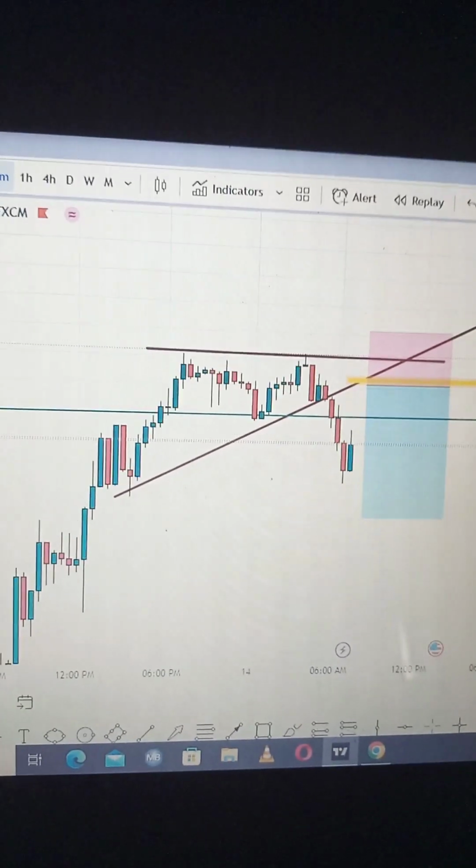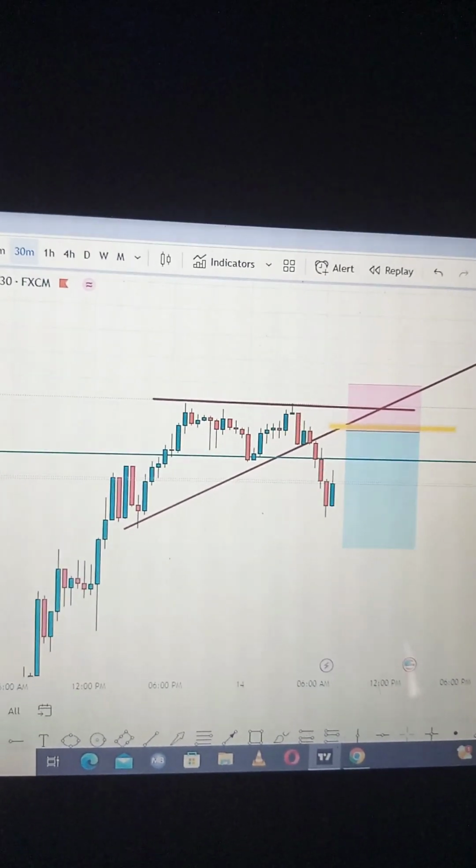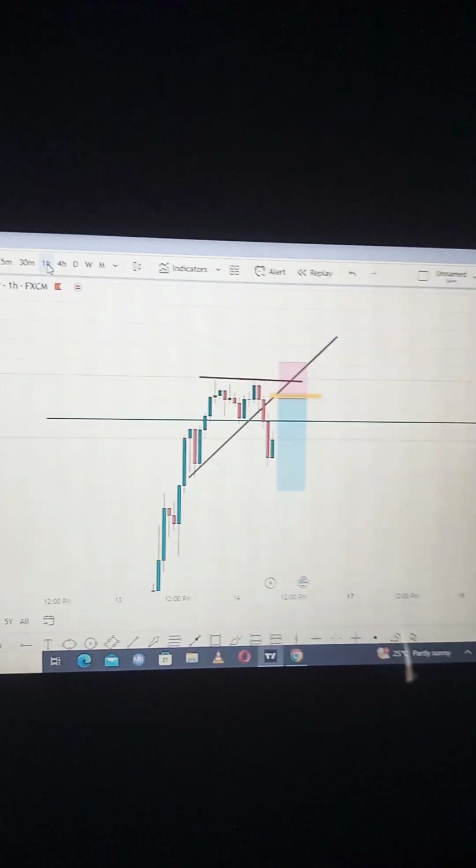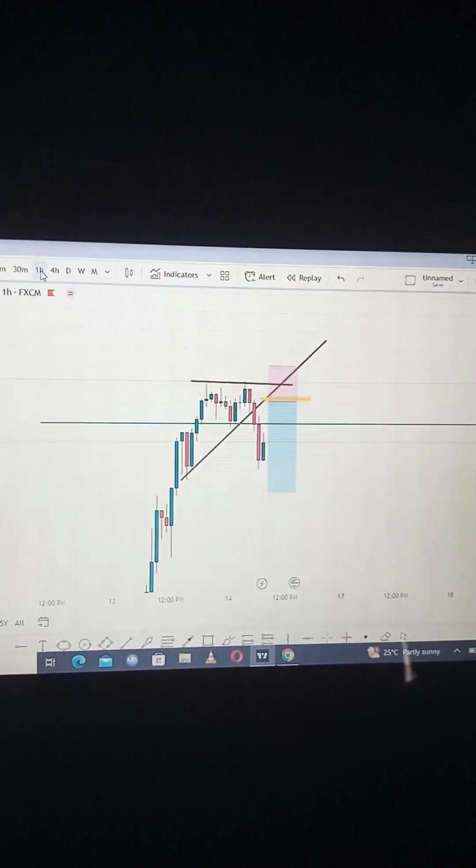So I spotted something that looks like a triangular pattern. Look at it, a triangular pattern, you see, on the 30-minute time frame. Even on the 1 hour time frame, it's still the same thing. If you look at it, see, this is a 1 hour time frame. This looks like a triangular pattern.